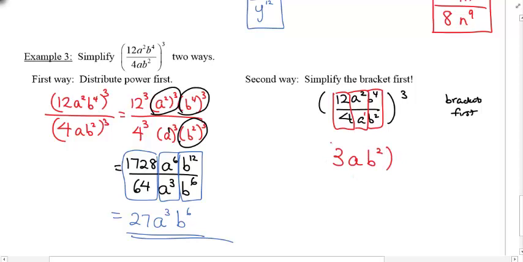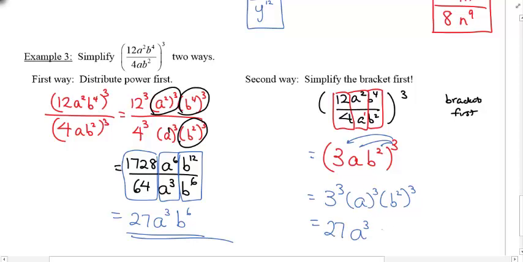So I could simplify it first like this, and then now I'll be ready to apply the exponent law for the power of a product. And that means, of course, I now need to distribute the 3 into all of my terms. So this becomes 3 cubed, a becomes a cubed, and the b squared becomes b squared cubed. And 3 cubed is 27. A to the power of 3 is just a to the power of 3. And b squared cubed is just b to the power of 6. Whoa, it's the same.